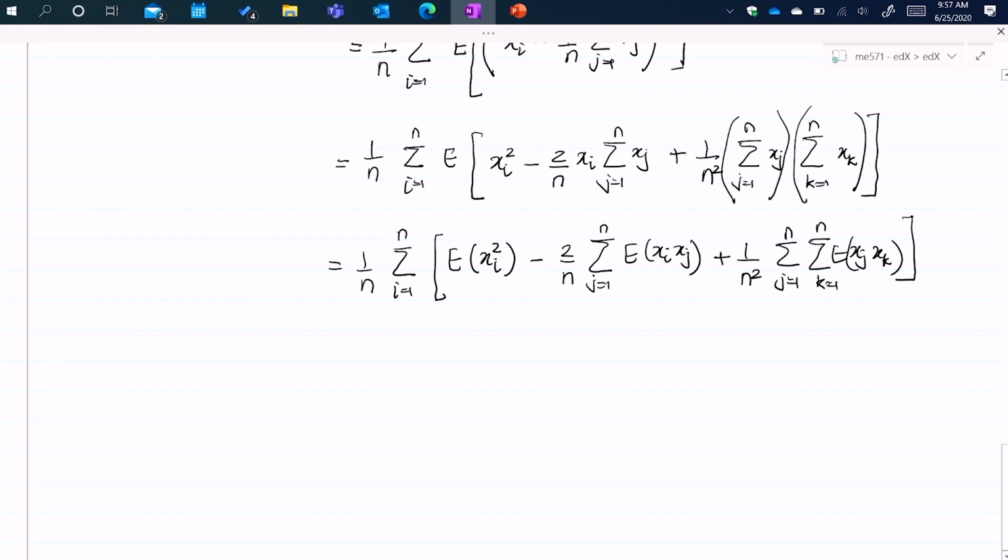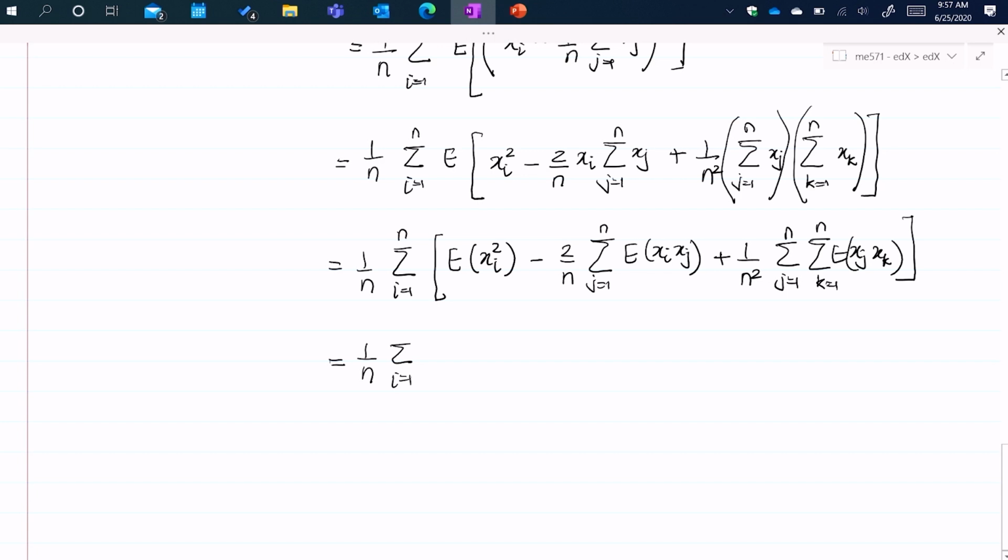Okay, so now we are going to try to take out the common terms here. For instance, if i is equal to j, then in the second term I will have the expected value of xi squared. So I can take out that xi squared term and treat it separately. In the same way, when j is equal to k, I'm going to have the expected value of xj squared there. So I'm going to take those terms and treat them separately.